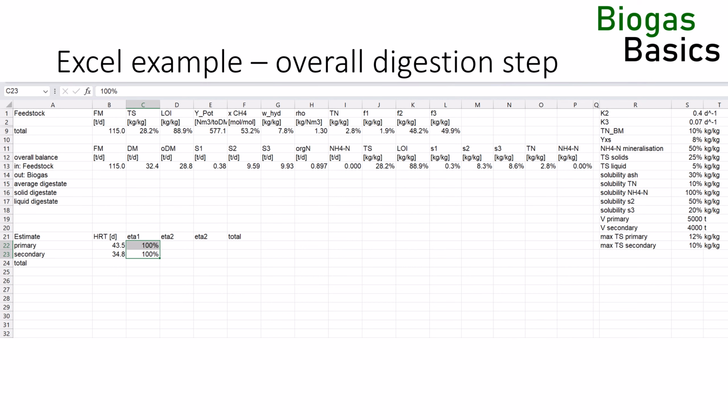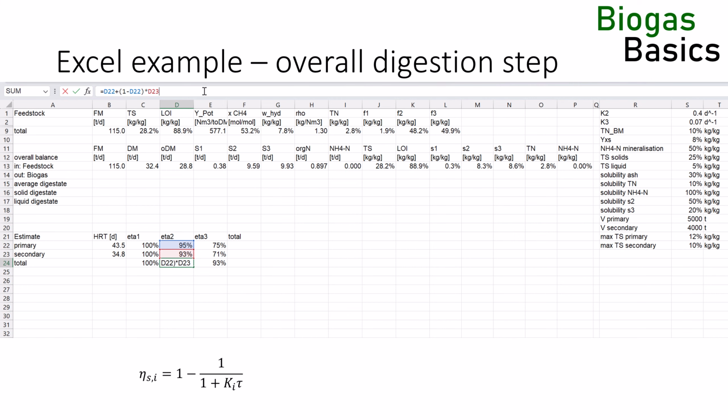For fraction 2, we use the steady-state solution of the CSTR. Eta is 1 minus 1 over 1 plus k tau, the Damköhler number. We pick the correct reaction constant and residence time for each substrate fraction in each digester stage. Then we calculate the total conversion of each substrate fraction in the reactor cascade. It is the conversion in the first stage plus the remainder, i.e. 1 minus the conversion in the first stage, times the conversion in the second stage.